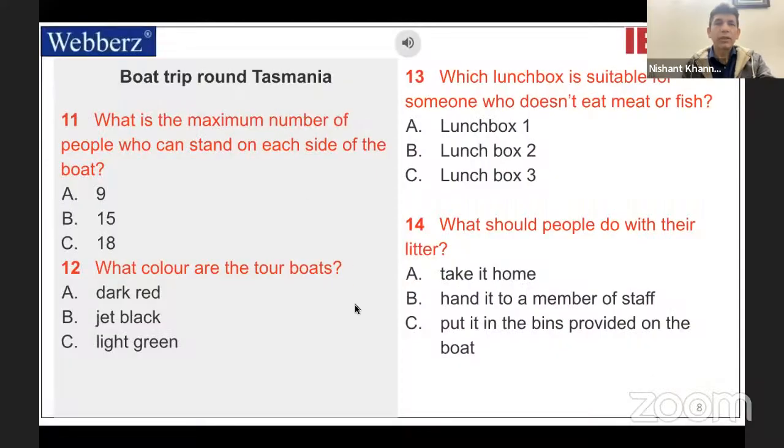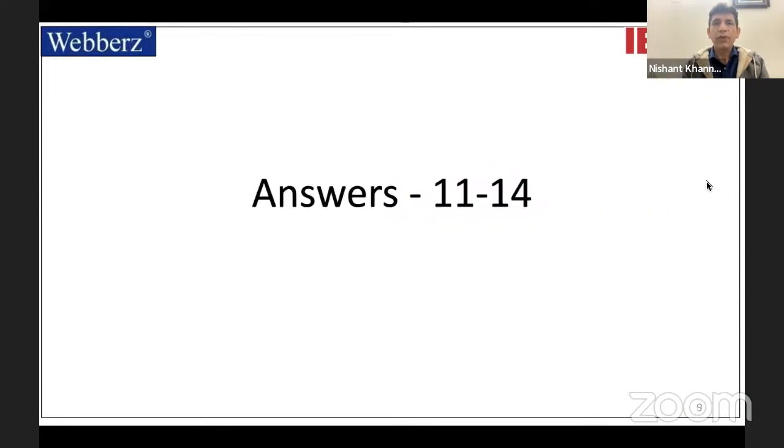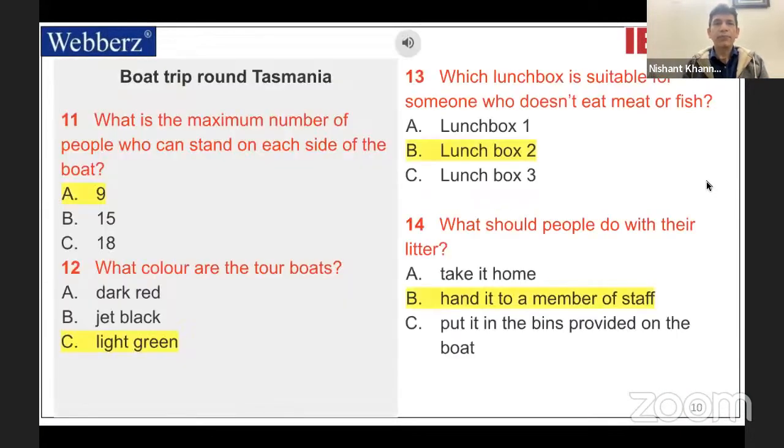Okay, so now these are the answers. 11th is A, that is 9. See, we have to see each side. 9 each side. Suppose this is the boat and 9 people are on this side and 9 are on this side. So that makes a total of 18, with 9 each.